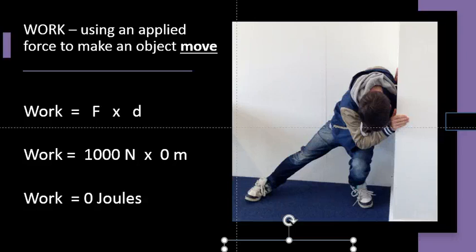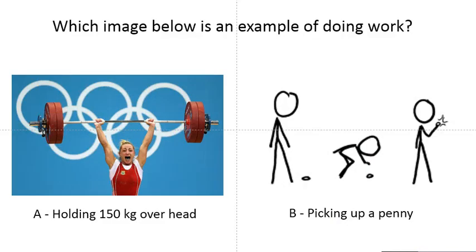So keep that in mind. Very important concept. If there's no movement, there's no work. And we measure work in a unit called joules. So here, which image below is an example of doing work? A, holding a 150 kilogram weight overhead. 150 kilograms, that's like over 300 pounds. And she's holding it overhead.